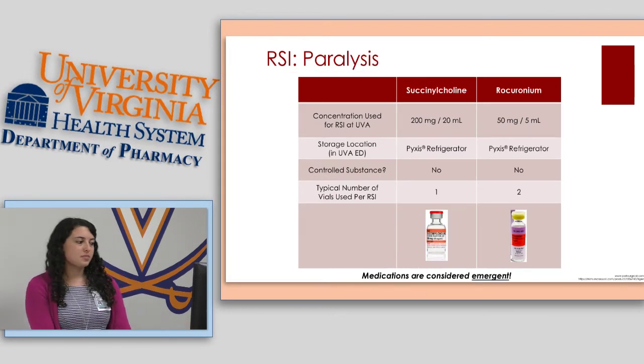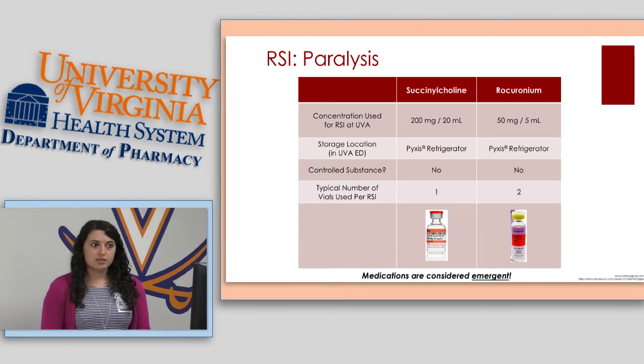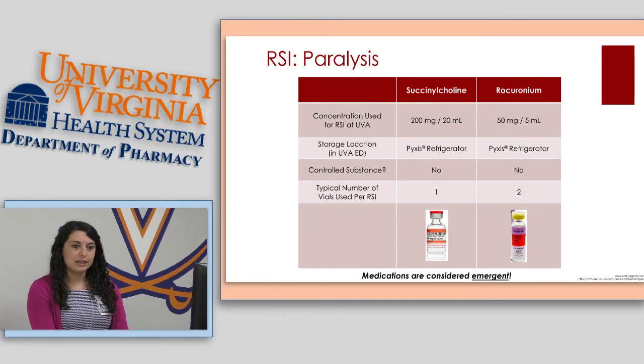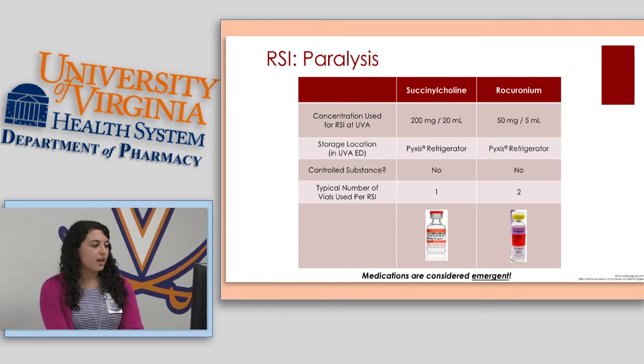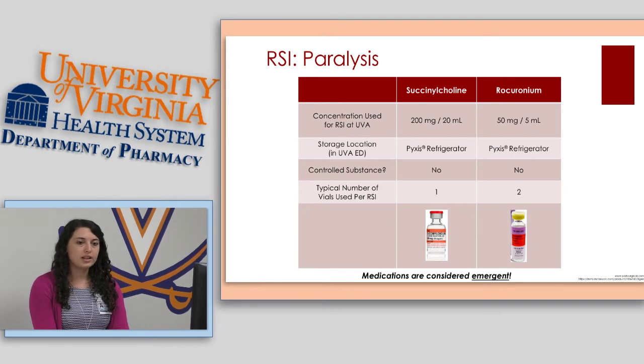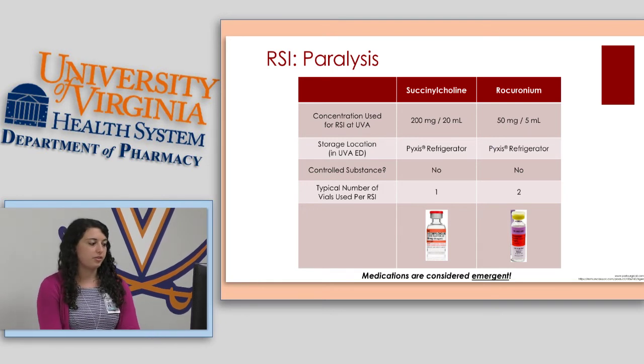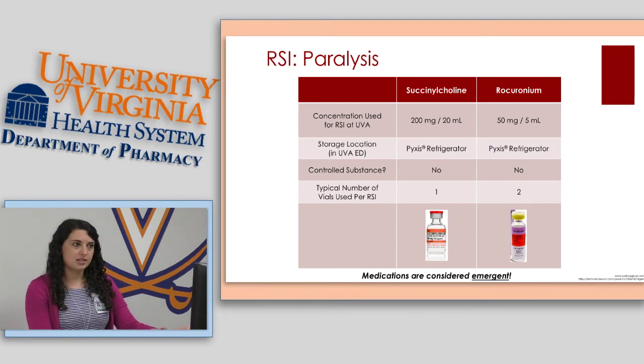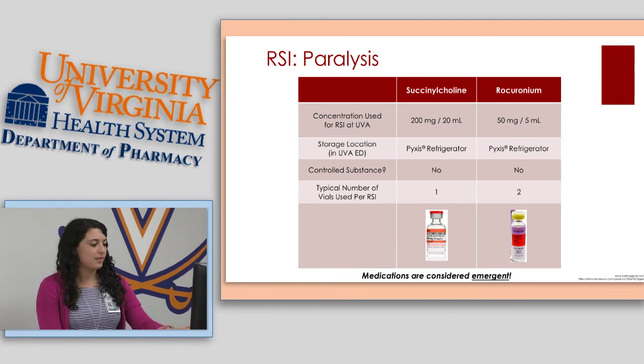And then next is paralysis. So all those 4 sedation medications are all kept in the Pyxis and the QBs. And then the paralysis medications, succinylcholine and rocuronium, are also kept in the Pyxis, but they're in the refrigerator. We usually would use just 1 vial of succinylcholine or 2 of rocuronium. And neither of these are a controlled substance, just to be able to keep that in mind. And these are also emergent.